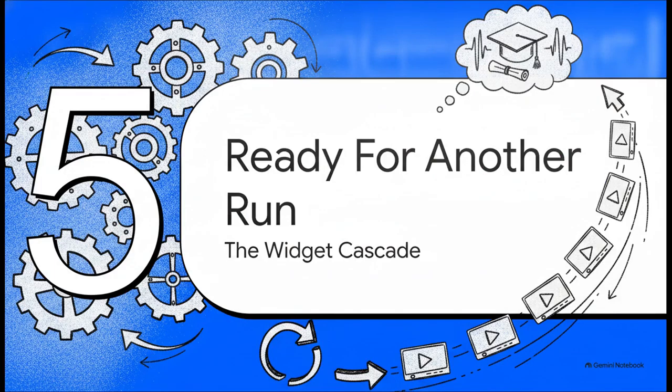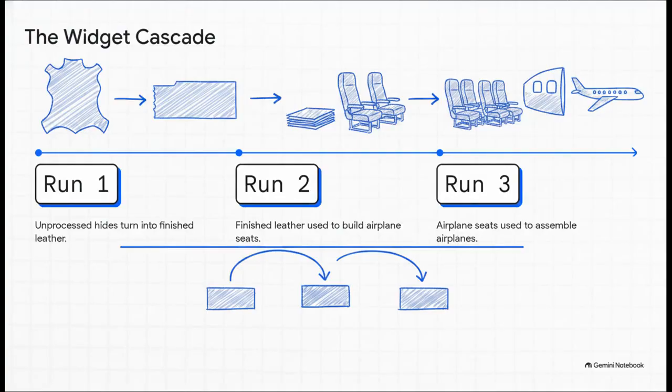Section 5. Ready for another run, the widget cascade. But here's the thing about education. A finished good is never actually the end of the story. There is this concept we'll call the widget cascade. It's the idea that the finished good of one factory systematically becomes the direct raw material input for the next factory down the line. Think of it like this.